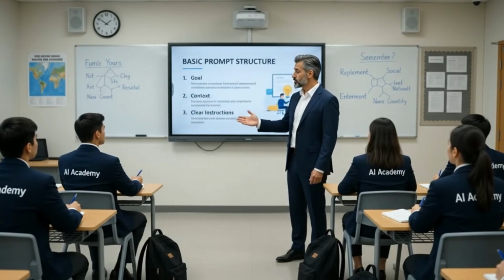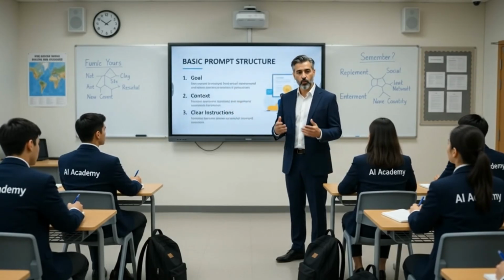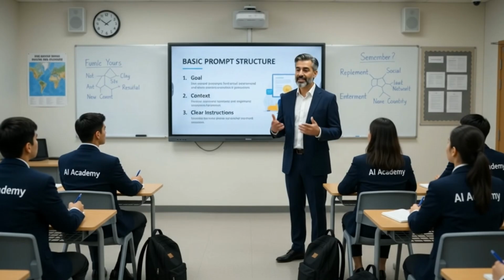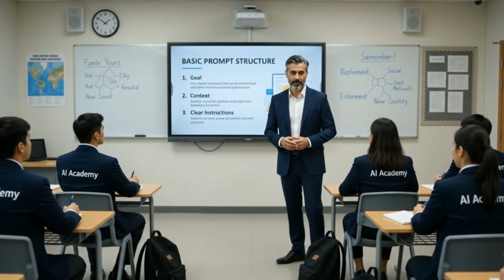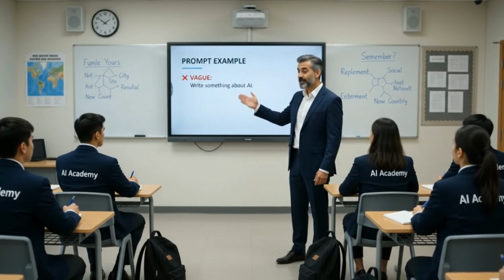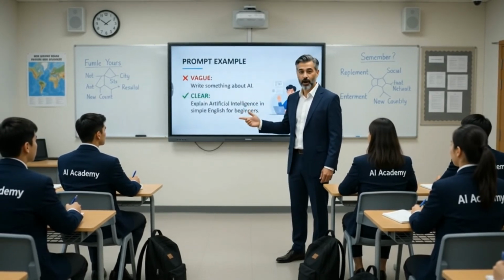A good prompt usually has a clear goal, useful context, and specific instructions. The more clearly you explain what you want, the easier it is for AI to give you the right result. Let me give you a simple example. If you ask AI, write something about AI, the request is too general, but a specific prompt gives the AI much clearer direction.